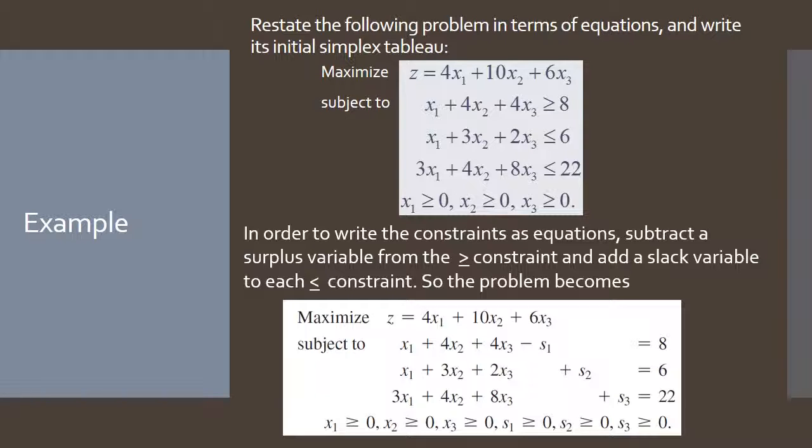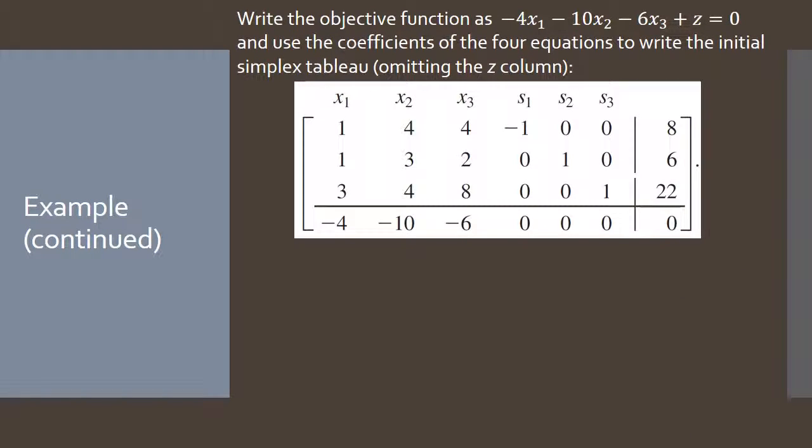The next thing we'll do is change our objective function so that the right-hand side is 0. We need to rewrite the objective function, subtracting everything off of the right side, and then use that with our constraint equations to write our initial tableau. Notice we're omitting the Z column as before.